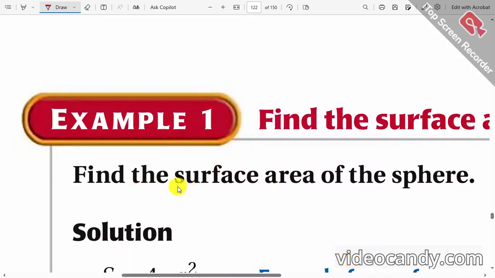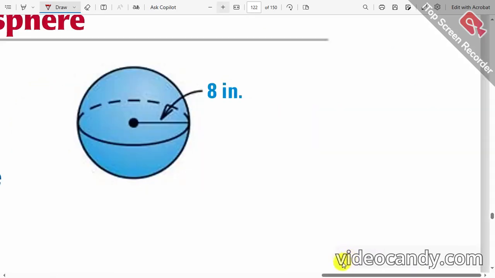Example 1, they want us to find the surface area of the sphere. Let's take a look at the diagram. Here's the sphere, and this is, of course, the center of the sphere. If you go from the center to the sphere itself, that is a radius, r. In this example, r is 8 inches. Pretty simple. We said surface area is 4 pi r squared.